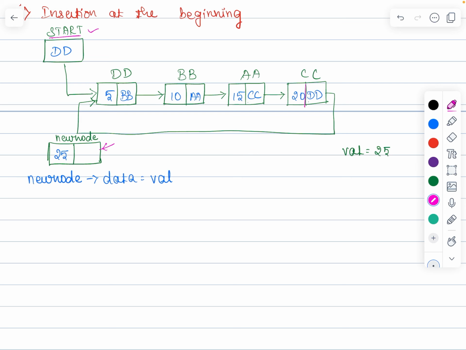So the last node's next field must be changed if you want to insert a new node at the beginning. Here the new node's address should come. These three places we have to change now, we have to fill now. Let us write the pseudocode.